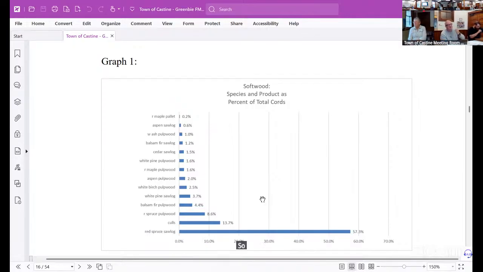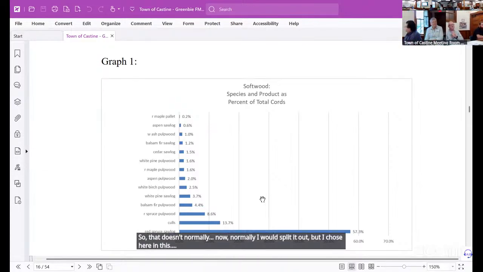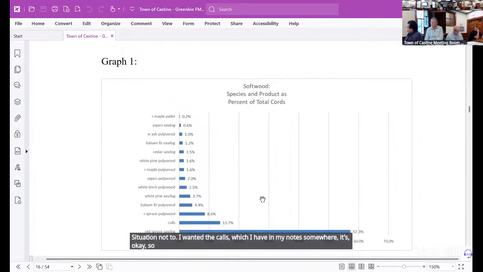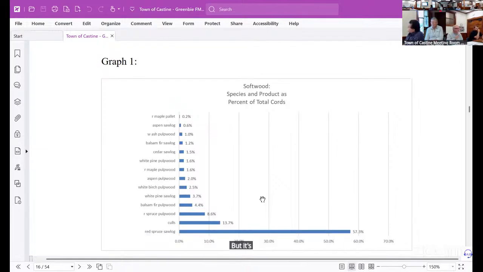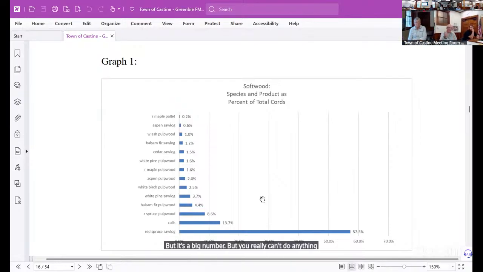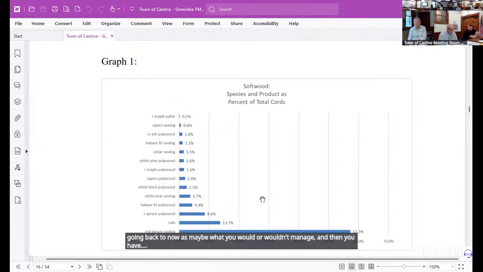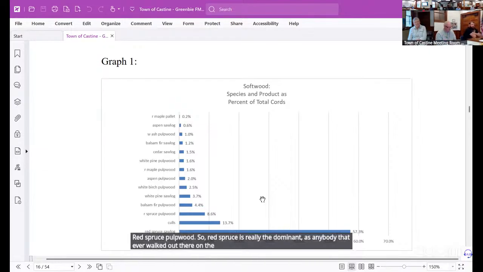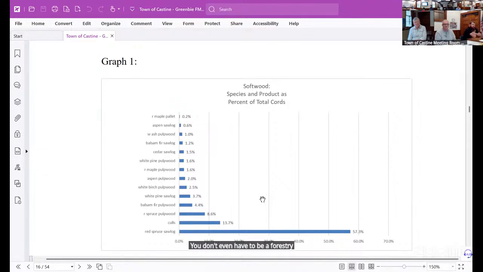Normally I would split that out, but I chose here in this situation not to. Red spruce, white pine, yellow birch, balsam fir, and red maple were tallied as culls, which is essentially the species mix, but it's a big number, and you really can't do anything with that. So I'm going back to what you would or wouldn't manage. And then you have red spruce pulpwood. Red spruce is really the dominant, as anybody that ever walked out there on the trail might see. You don't even have to be a forester to get that because the trees are big and they're beautiful.